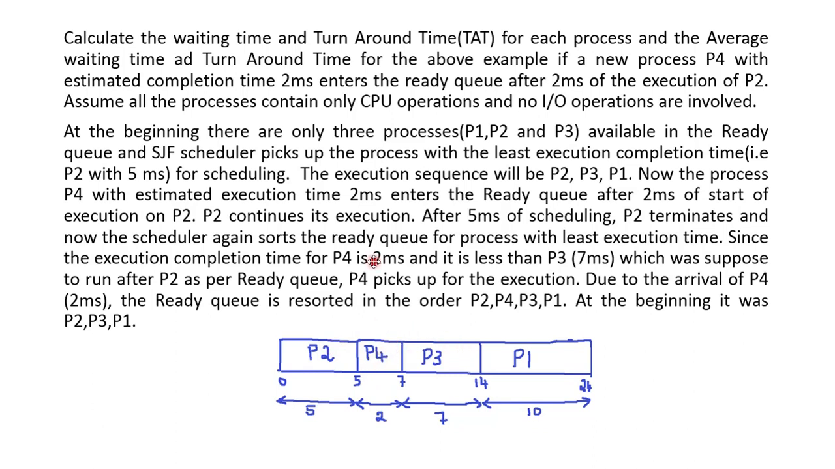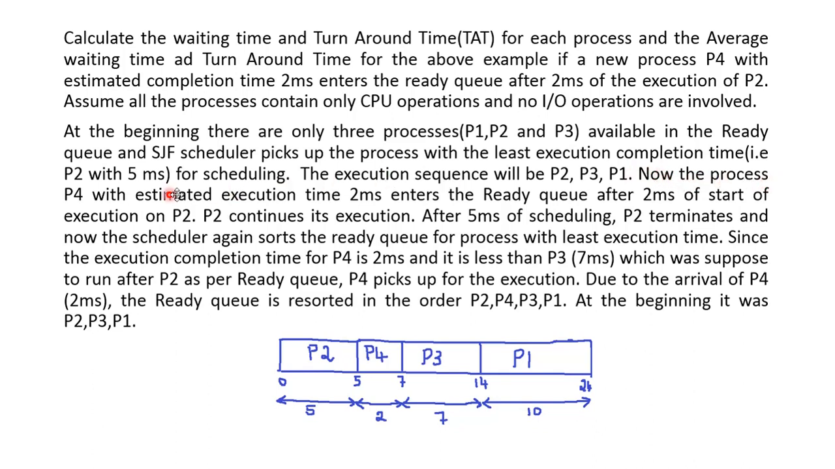At the beginning there are only three processes P1, P2, P3 available in the ready queue, and the shortest job first scheduler picks up the process with the least execution completion time, that is P2 with 5 millisecond, for scheduling. The execution sequence will be P2, P3, P1. So this is the previous case for the previous example. Now, what is the extension?